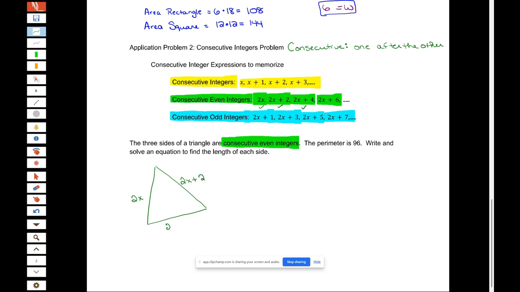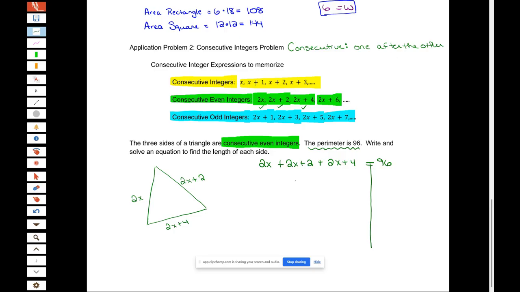The third side is 2x plus 4, and I get to stop there because I only have 3. I don't need any more expressions. Then it says the perimeter is 96. Perimeter is when you add up the sides of the triangle. So I'm going to add up the side of 2x, that's this one. Then I'm going to add the second side, 2x plus 2. And then I'm going to add the third side, 2x plus 4, and it's supposed to equal 96. Solve an equation to find the length of each side.